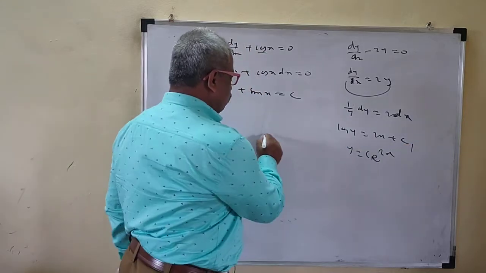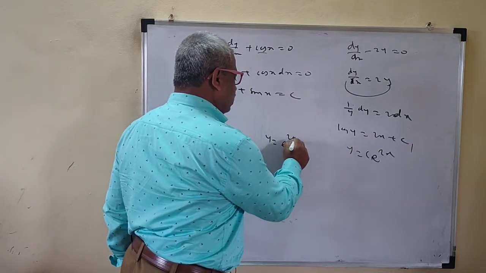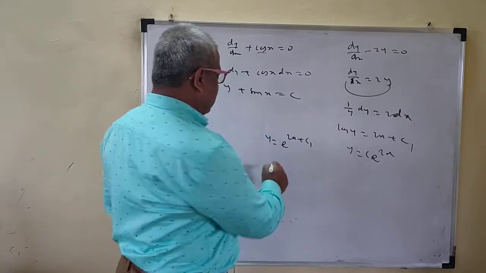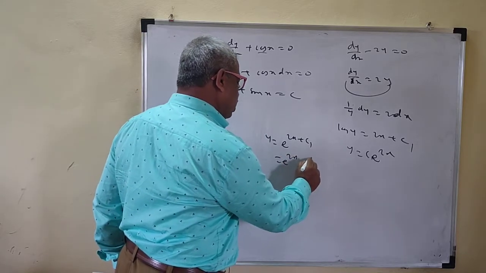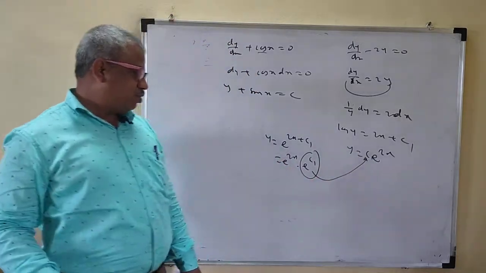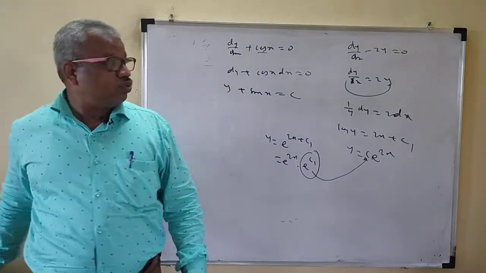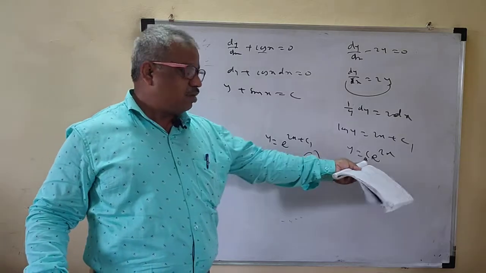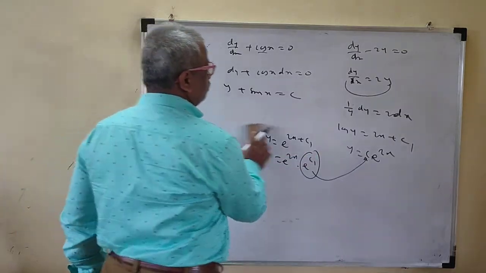So what is this y actually? e raised to twice x plus c1. But I can write this as e raised to twice x into e raised to c1, and e raised to c1 I can write as c. So this is e raised to twice x. So the solution of this equation is y is equal to c e raised to twice x.